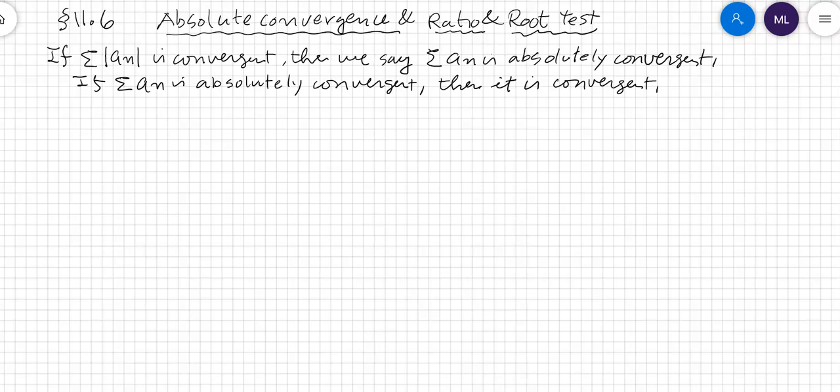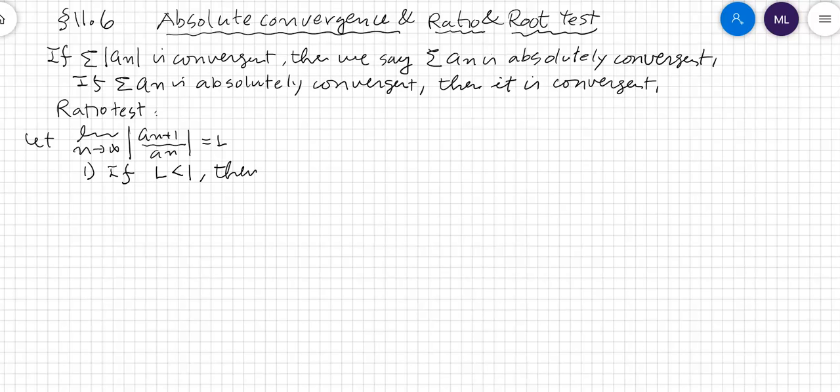Now, the ratio test. I assume you read the book. Limit as n goes to infinity of the absolute value of aₙ₊₁ over aₙ is, let's say, L. Number one, if L is less than 1, then the series is absolutely convergent. So convergent.